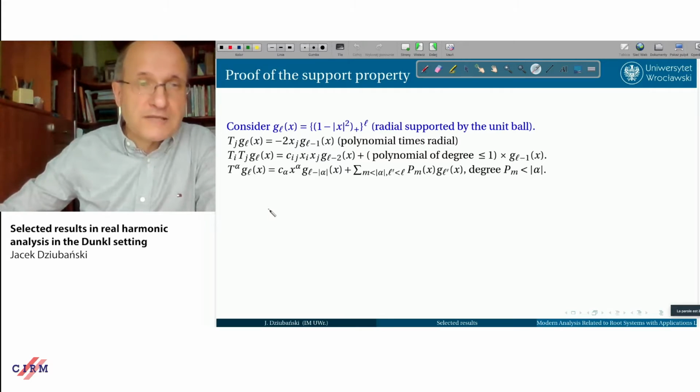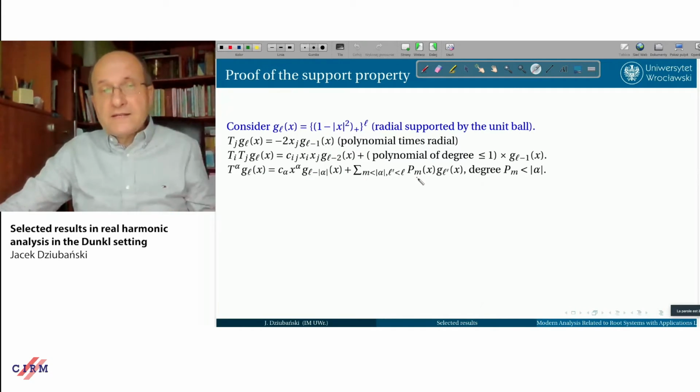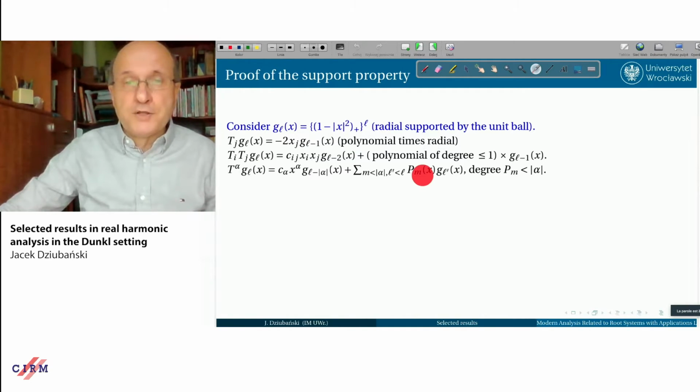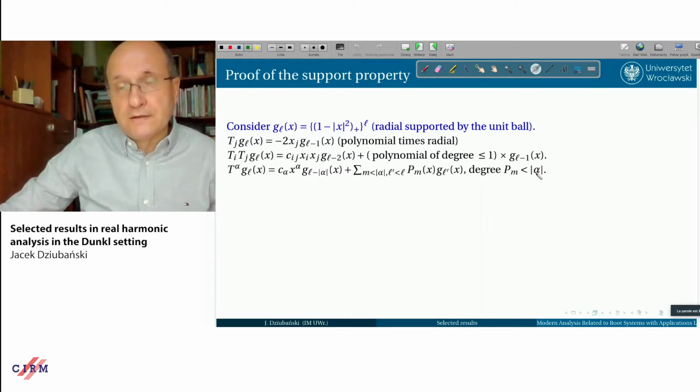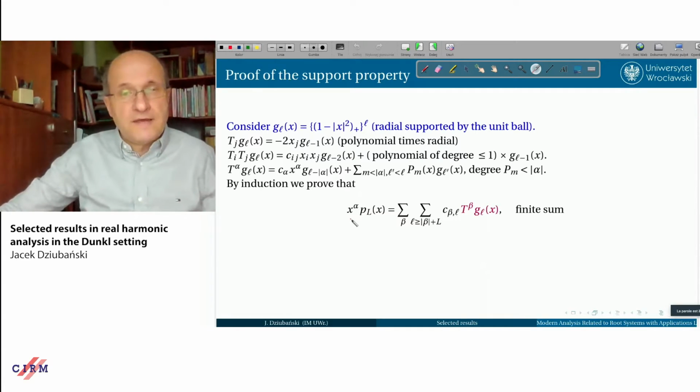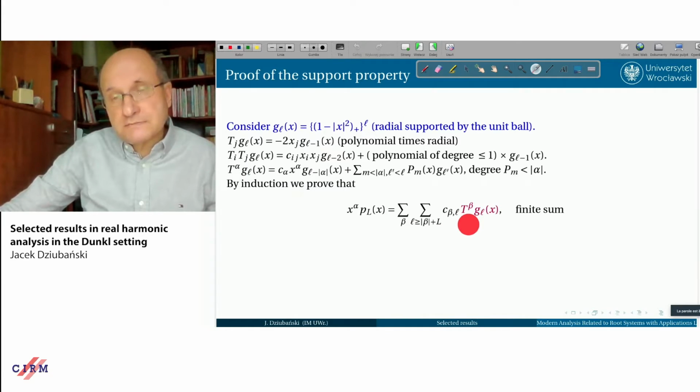So if we do it more times, then what do we get? The higher order Dunkl operator applied to such a function is x to the alpha, the multi-index alpha, times a function of our type, plus a finite sum of functions of the form: a polynomial of lower degree, so the degree of the polynomial is smaller than the length of alpha, times a function of this type. So from this, we easily deduce by induction that the function x to the power alpha times the function can be obtained as a finite sum of functions of that type. So this is the higher order Dunkl operator applied to a function of our type.